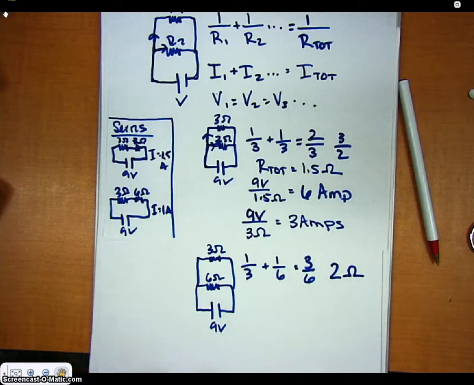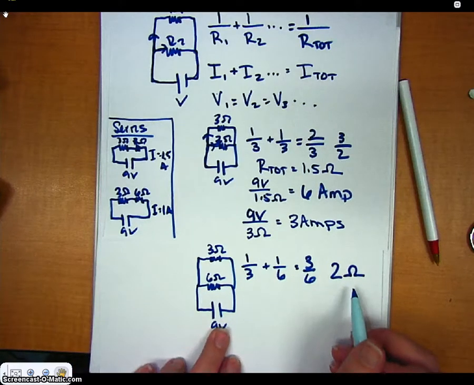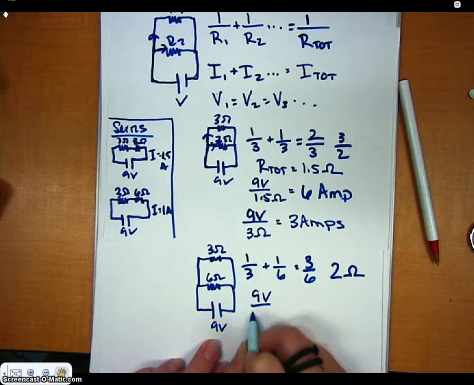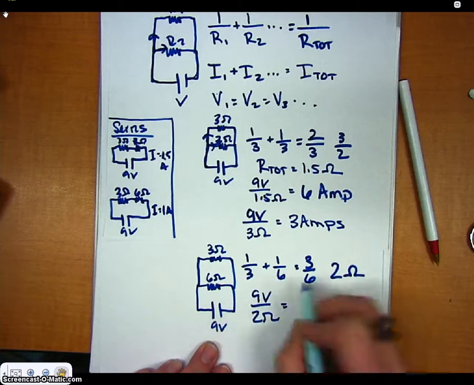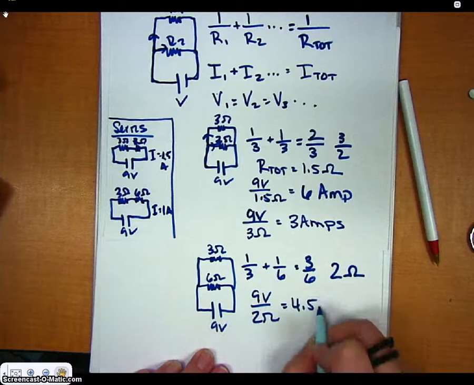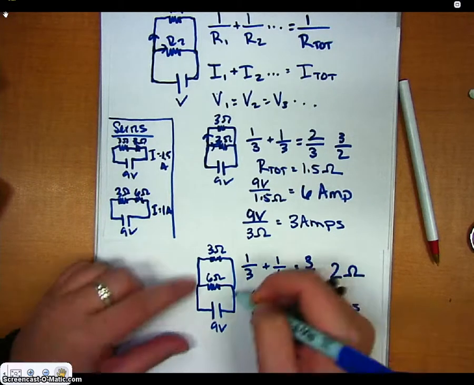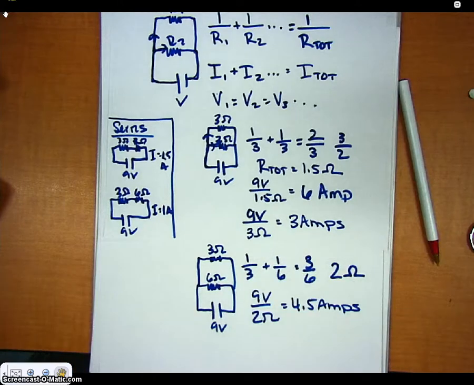Okay? Now, let's figure out the total current. So 9 volts over 2 ohms, and now I have a current of 4.5 amps. Right? And we know that this gets 9 volts and this gets 9 volts, so let's figure out the current that goes through each.